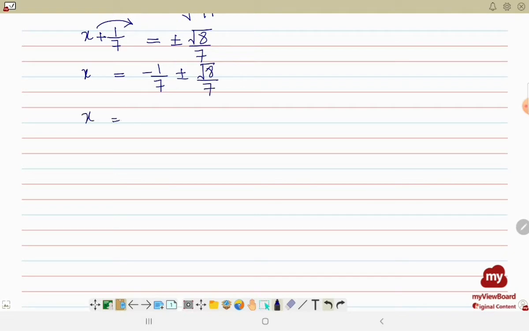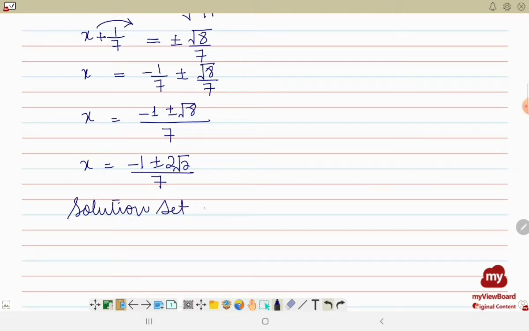Let's solve it further. Since these are two fractions, we'll make them a single fraction. 7 will be the LCM, so we'll write 1 plus minus square root 8. We can also write square root 8 as 2 square root 2, divided by 7. So this is going to be our solution set. We'll just write the values. We can even write it separately, once with the plus sign and then with the minus sign, and we can write it collectively as well.